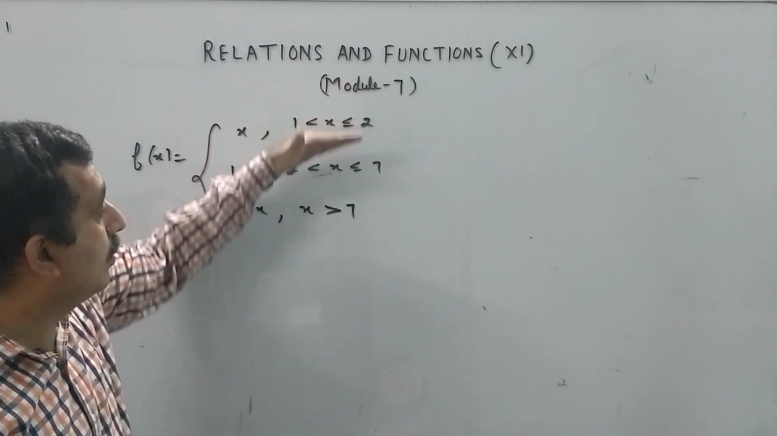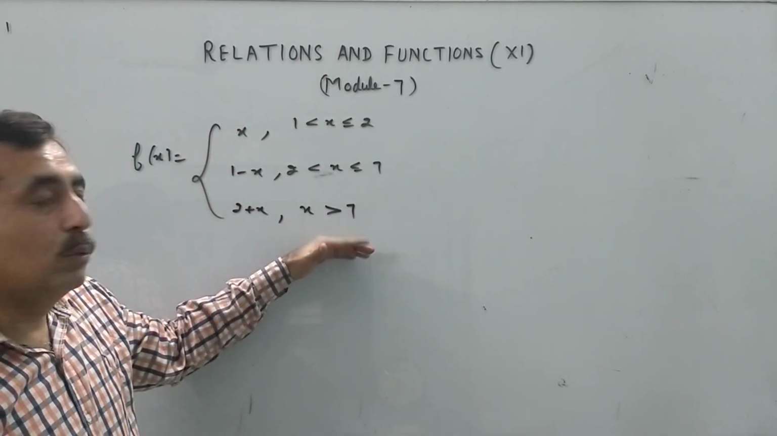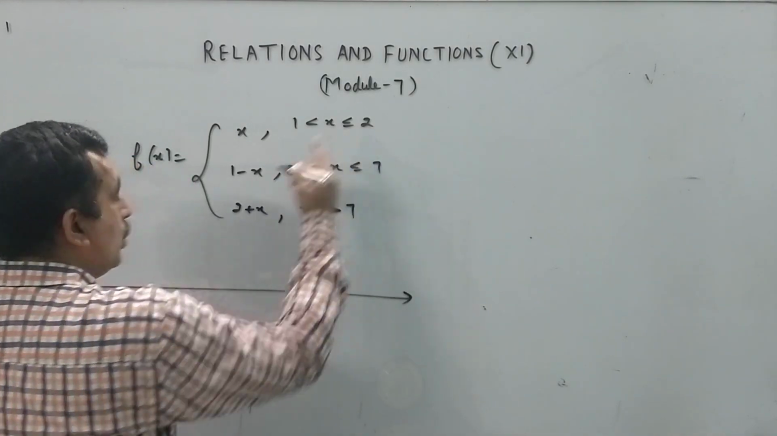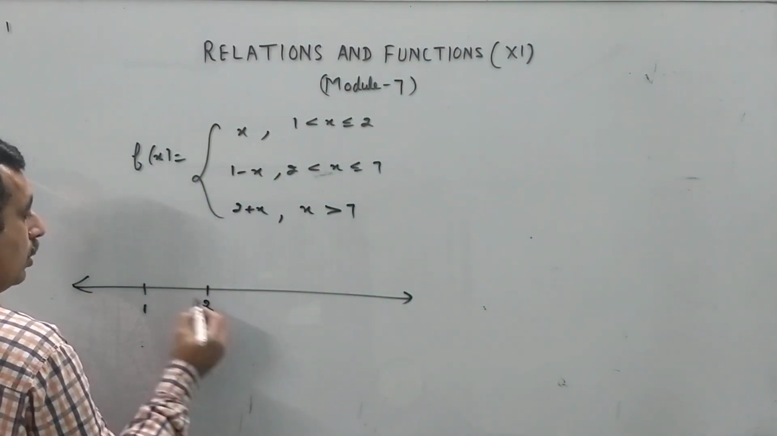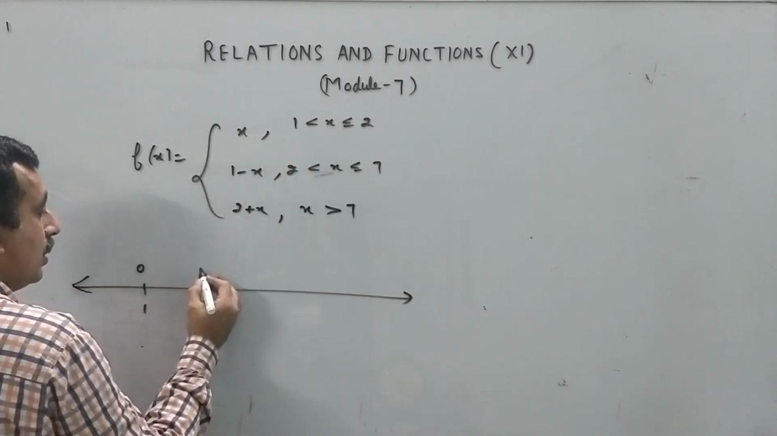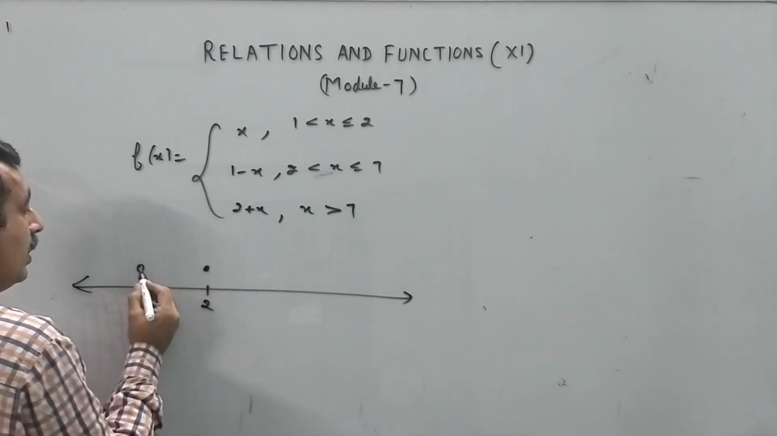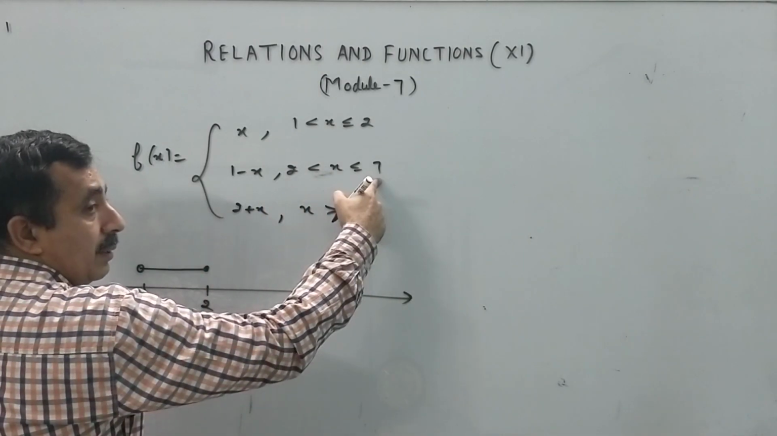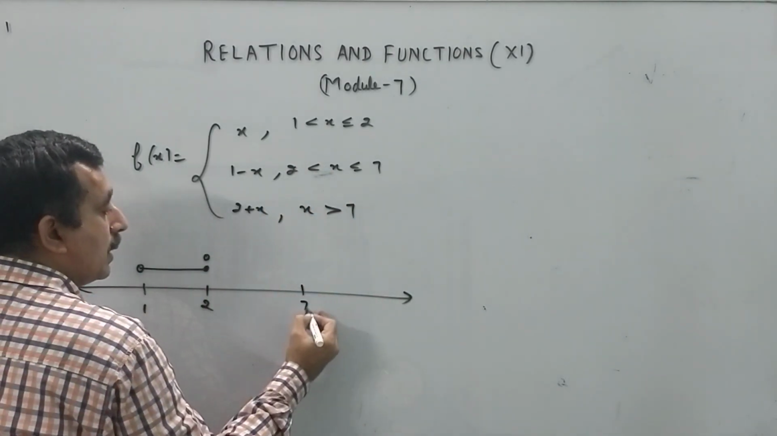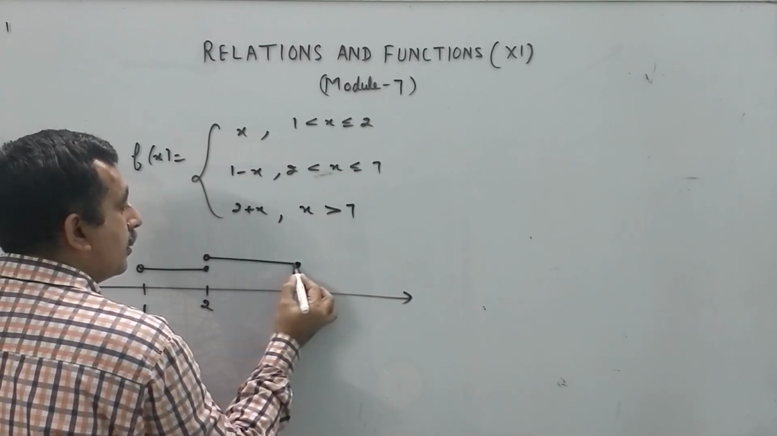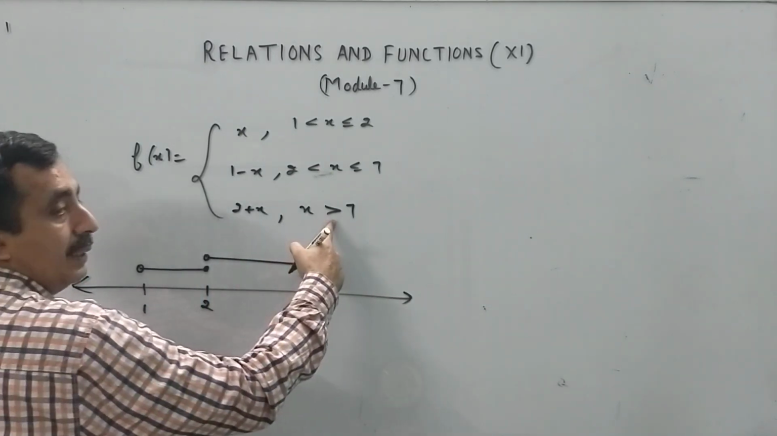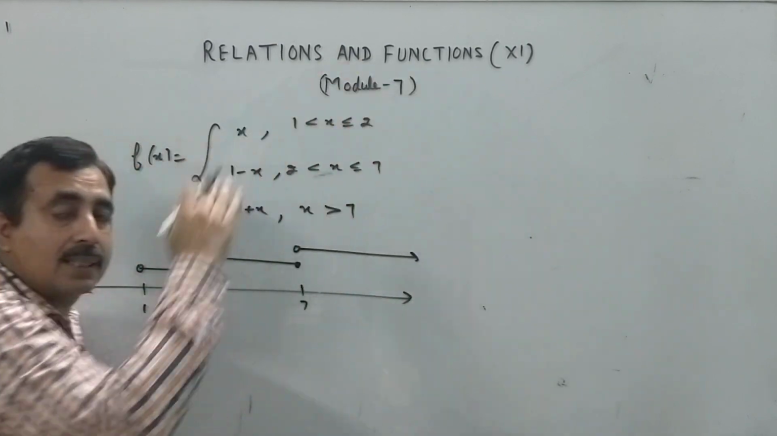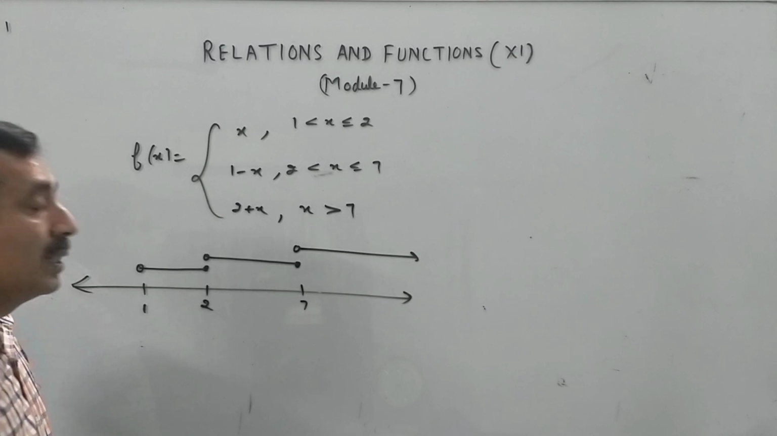You have to take the union of these. What is the first part? This is the number line 1 to 2. From 1 to 2, but 1 is open and 2 is closed. For the second, 2 to 7: from 2 open to 7 closed. And then greater than 7 means x value greater than 7, towards infinity.